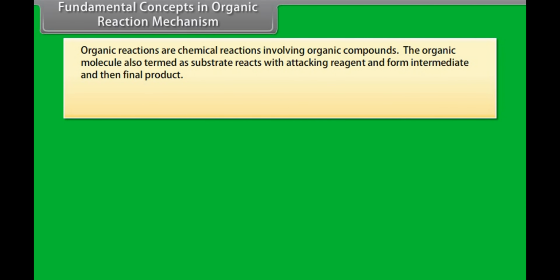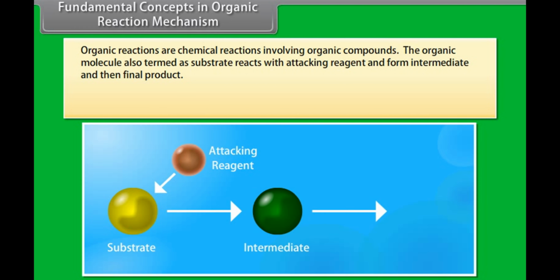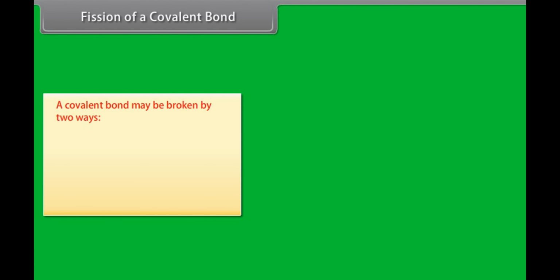Organic reactions are chemical reactions involving organic compounds. The organic molecule, also termed as substrate, reacts with attacking reagent and forms intermediate and then the final product. A reaction mechanism is the step-by-step sequence of elementary reactions by which overall chemical change occurs. Fission of a covalent bond. A covalent bond may be broken by two ways: heterolytic cleavage, homolytic cleavage.